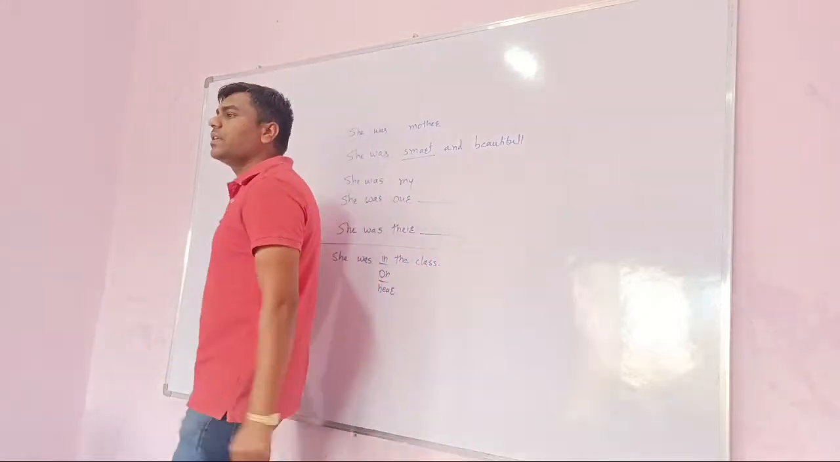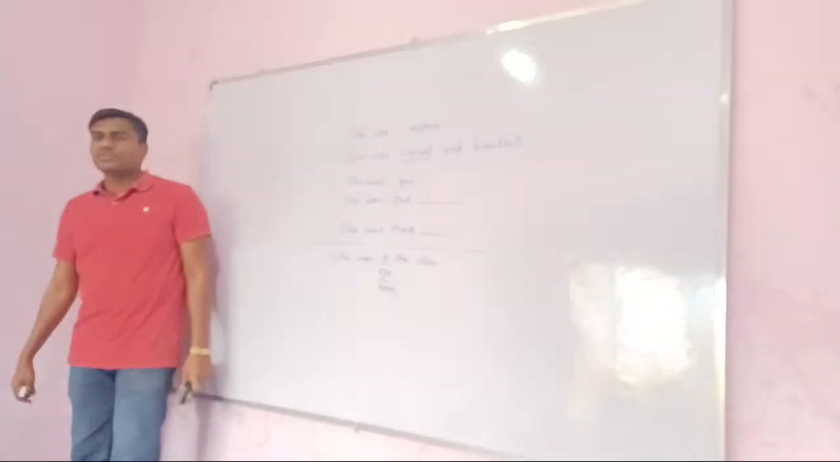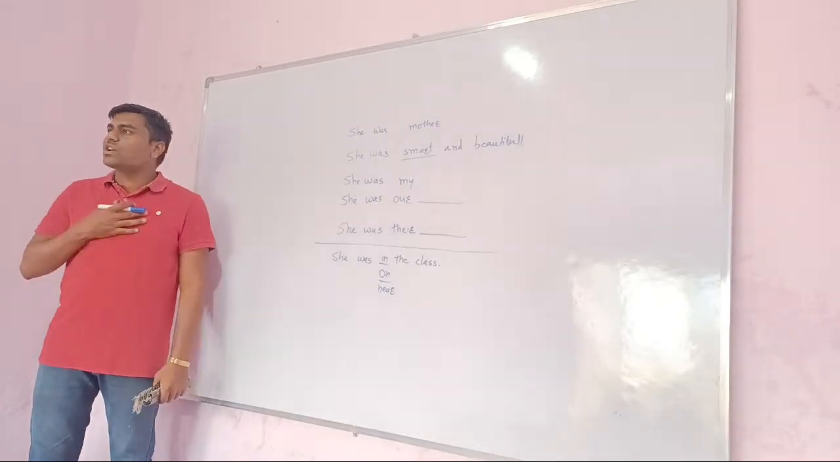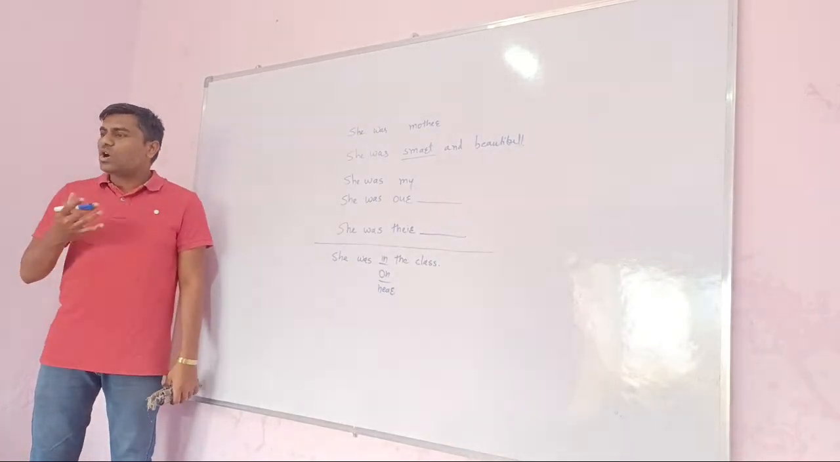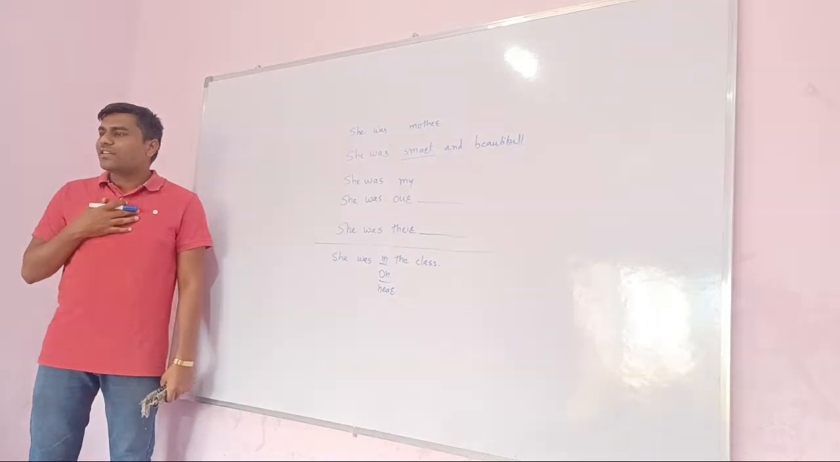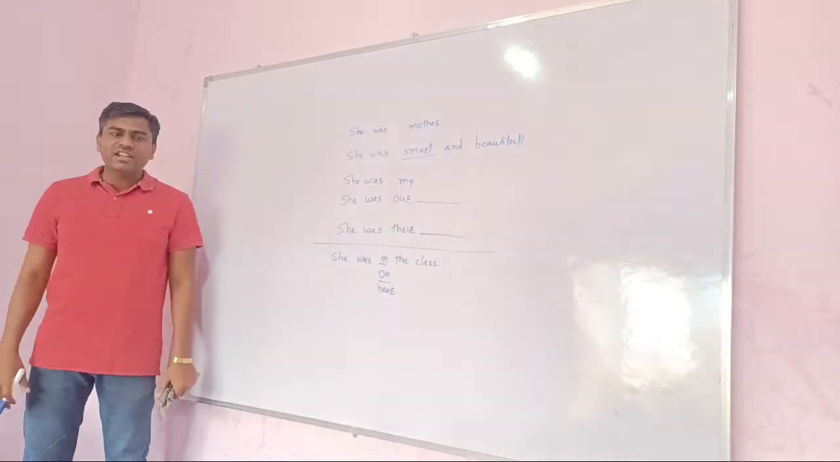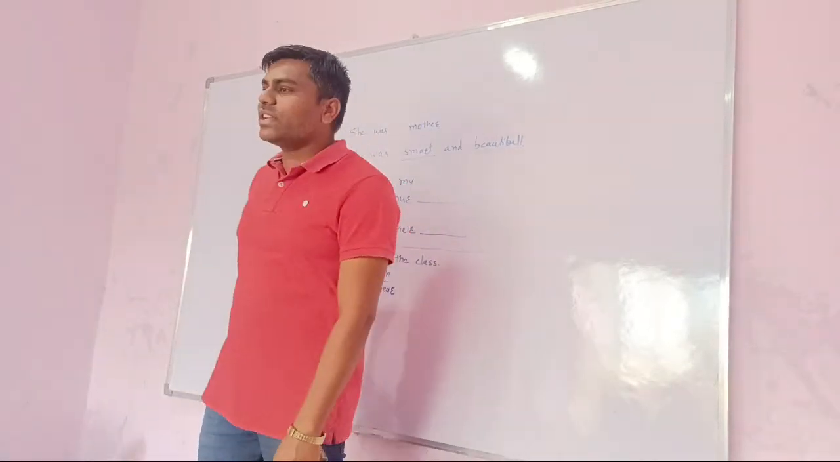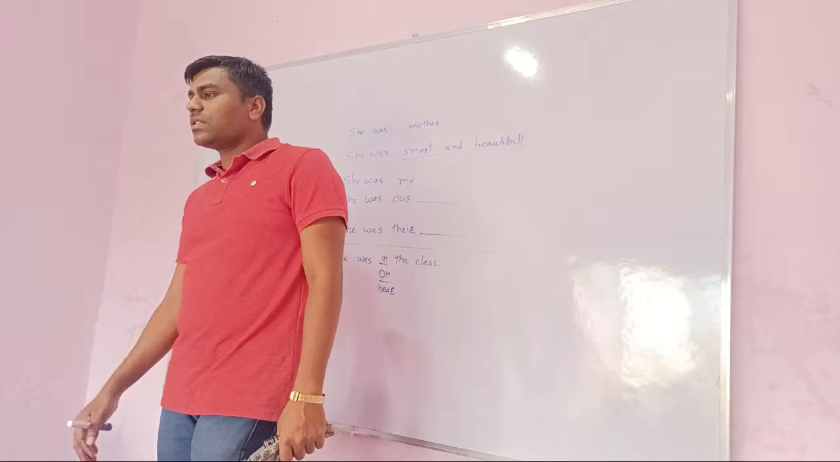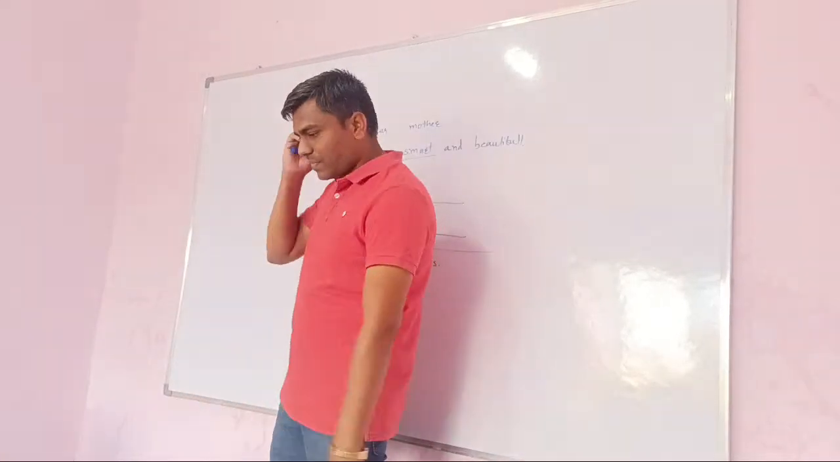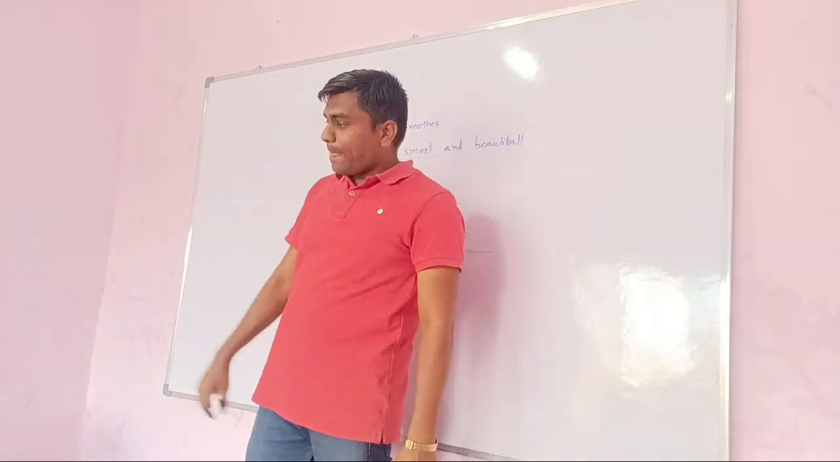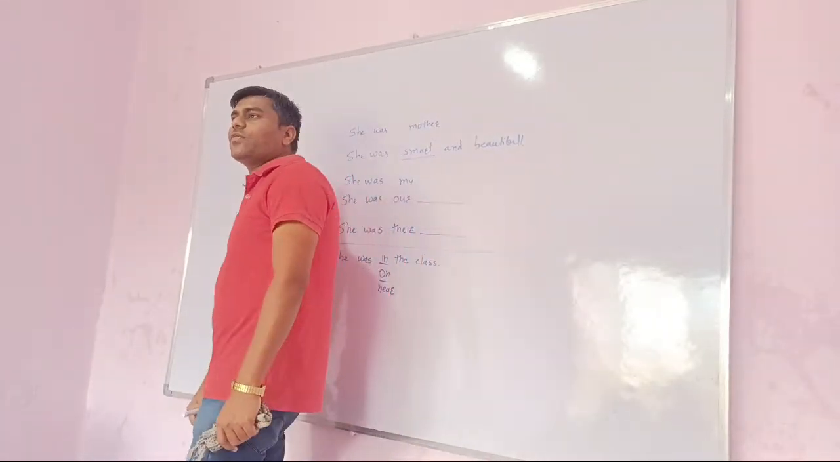She was near to me. She was near the house. She was near to her friend. She was near the chair. She was near the line. She was near the tuition classes. She was near the players. She was near the zoo. She was near the office.